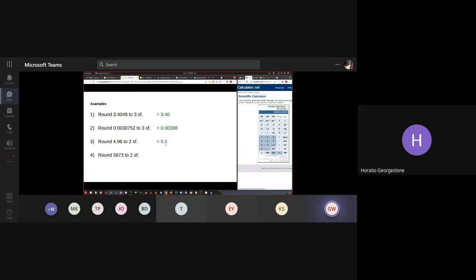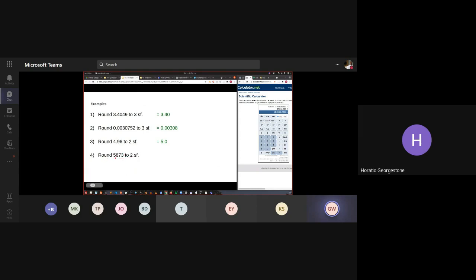Now usually when you're writing numbers, you don't write 0.0 at the end of a number, you just write 5. But the question asks you to round it to 2 significant figures, which means your answer must be written to 2 significant figures. And if it just said 5, that would only be 1 significant figure. Okay, and this also works for numbers which don't have decimal places.